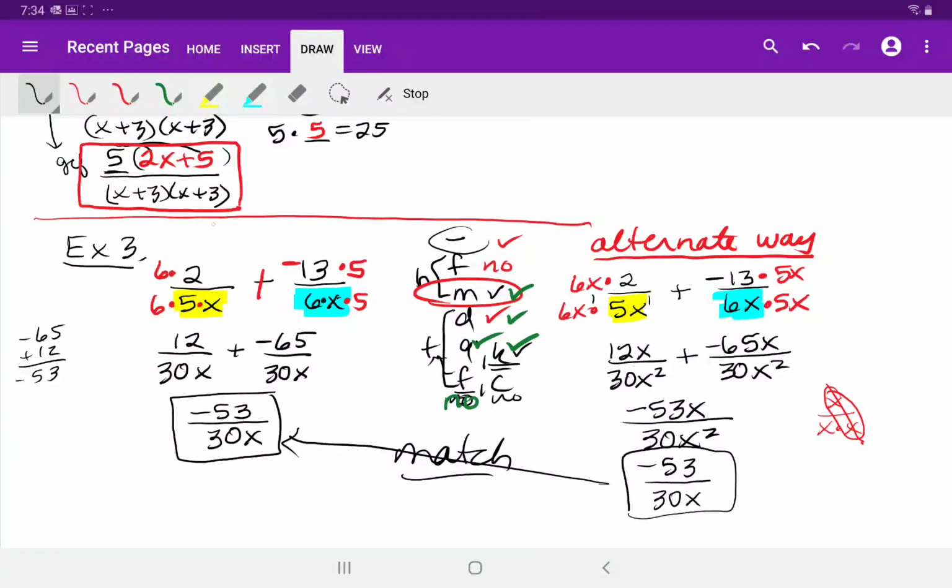Okay, so let me show you what this original problem was. I know you saw it at the beginning, but just in case you wanted to go back, this is what the question looked like in the first place. So it didn't really have the times between the 5 and the 6x.